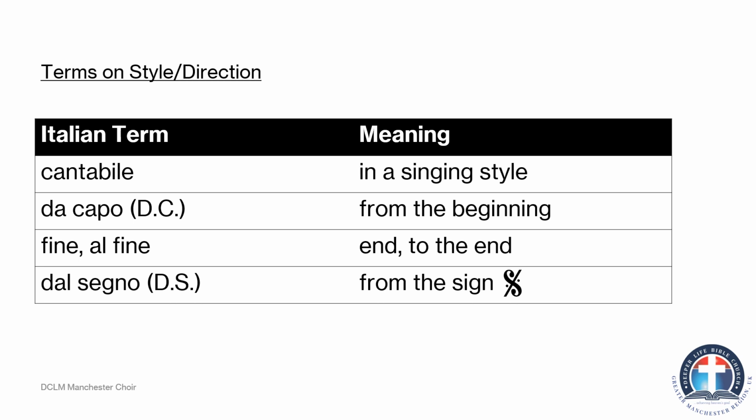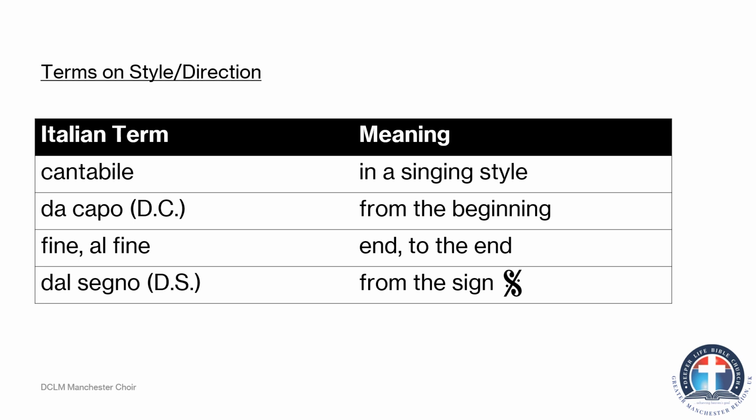And the end, how will I know that I've gotten to the end? I will see a fine sign, F-I-N. So if you see al fine, then expect to see a fine sign somewhere, because that al fine is only telling you to keep going until you get to the end, and you will recognize the end when you see the fine sign.